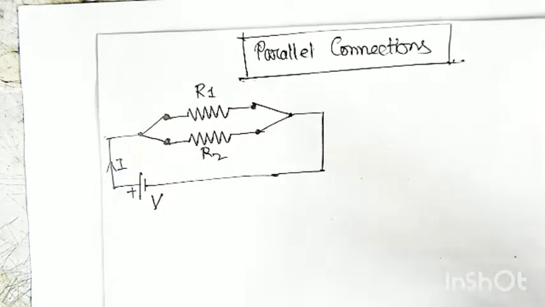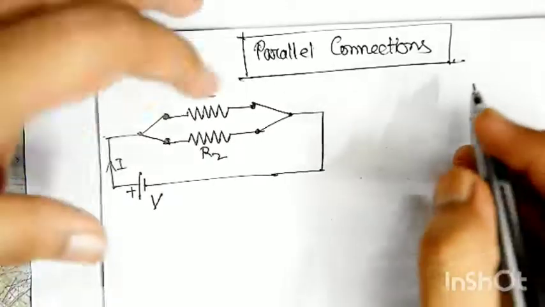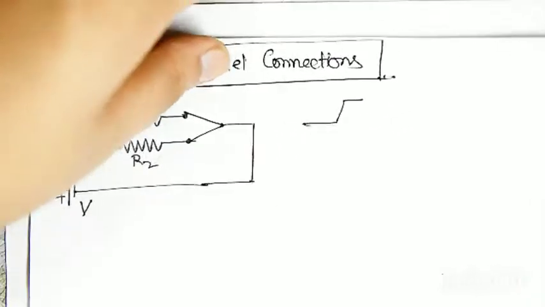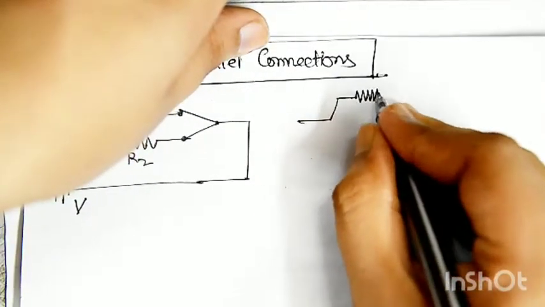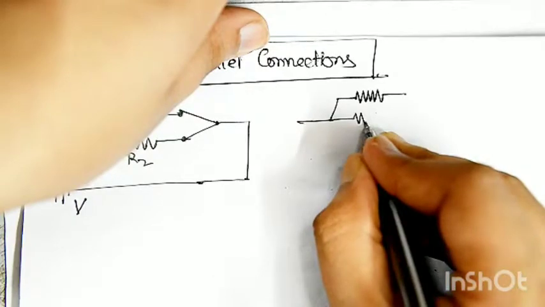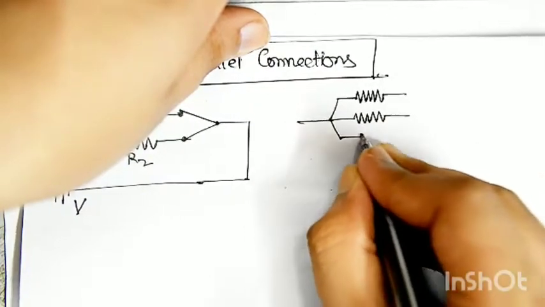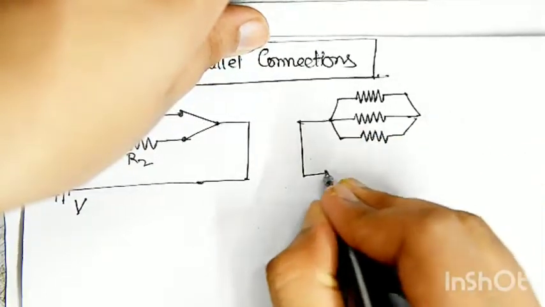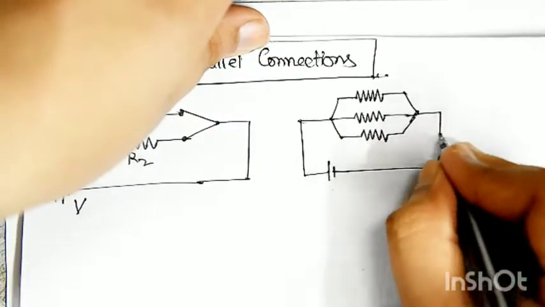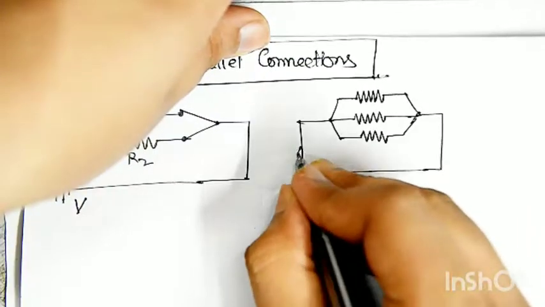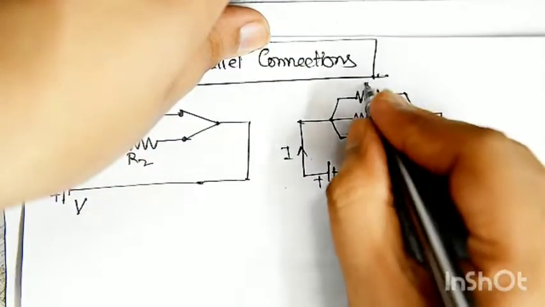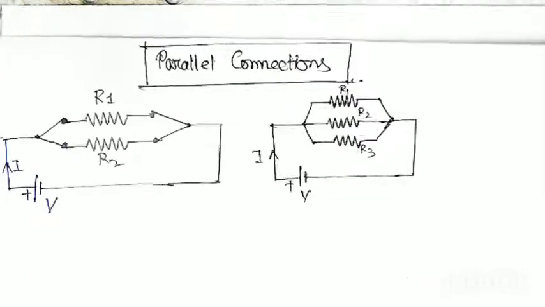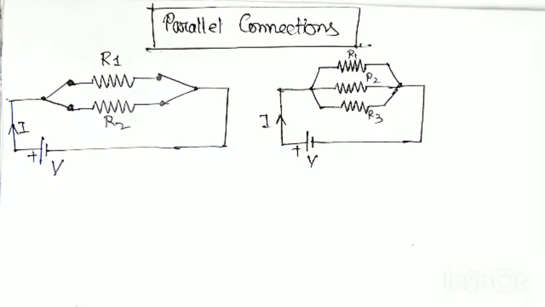This is a basic parallel connection circuit with two resistances. You can also join more resistances like this, might be 3, 4. That is a parallel connection with three resistances, and similarly they can be joined in a circuit. Clear? I hope you have understood how parallel connections are made.